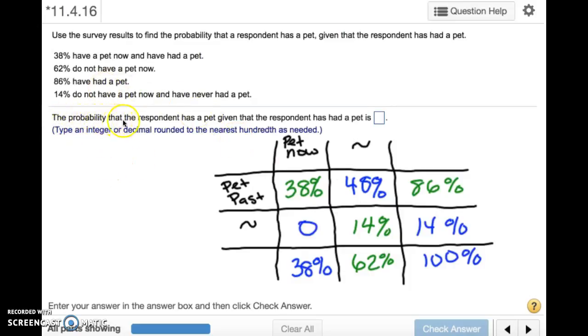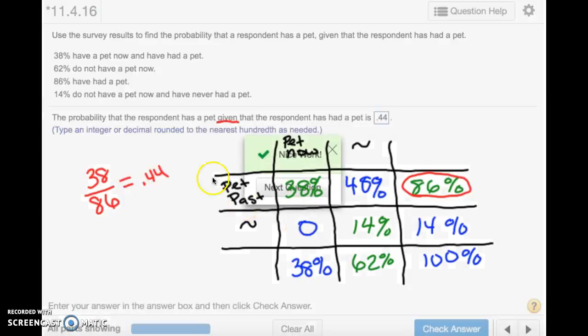This question is asking for the probability that the respondent has a pet given that they have had a pet in the past. So these are the people that have had a pet in the past, and 38% of them have a pet now. So I'm going to take 38%, divide by the 86%, get that decimal, and then plug it in. When you divide that, you get 0.44, and I plug that in, and I have the correct answer. So we will move on to the next example.